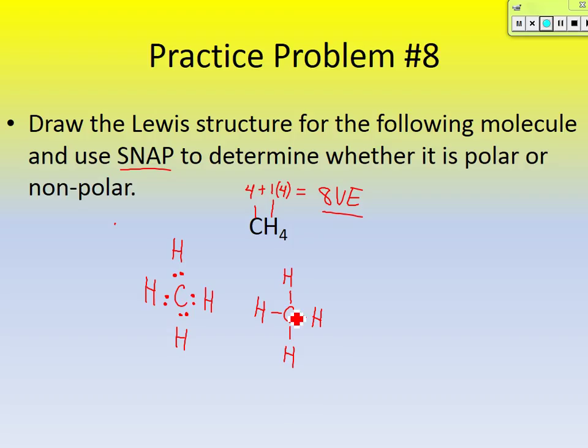If I imagine an axis right here, would it be a mirror image on the left and right? It is a mirror image, isn't it? Yeah, these hydrogens are a mirror image of each other. What about this axis? It's symmetrical. And so it's symmetrical in every direction. What does that tell us? That it's nonpolar. Okay. How many of you guys got that one right? Okay, very good. I've got one more problem.